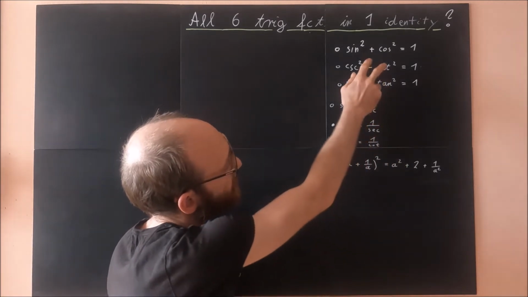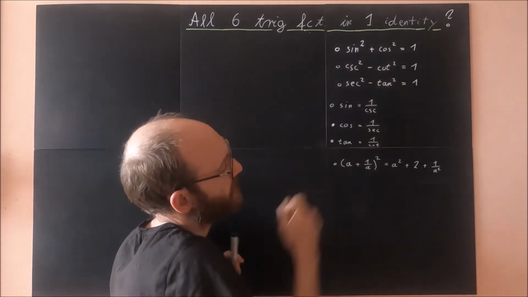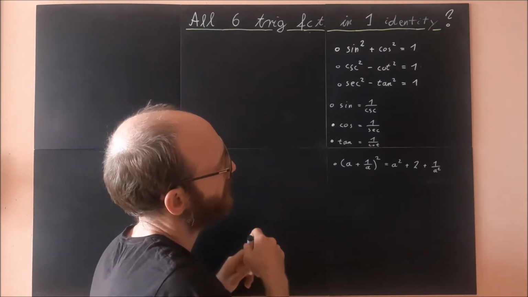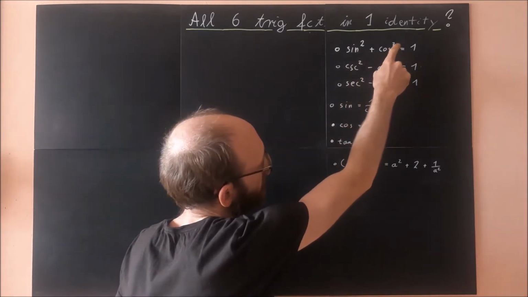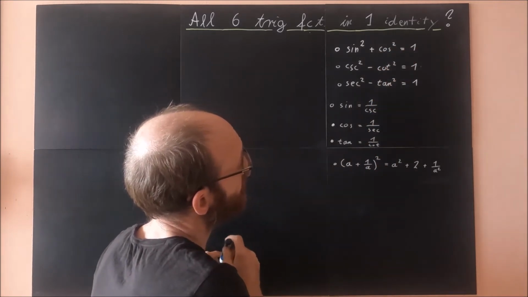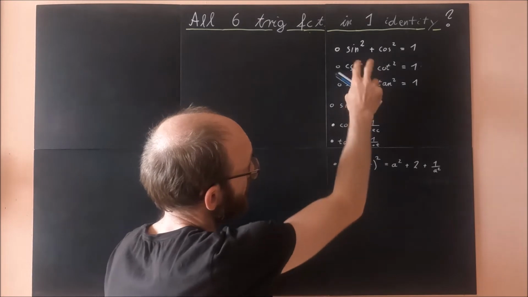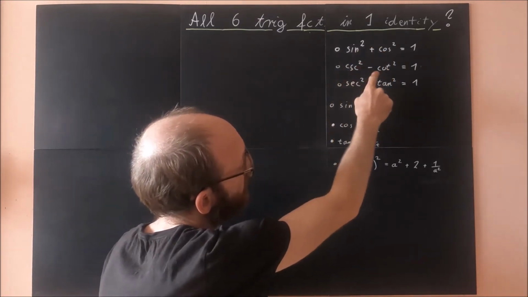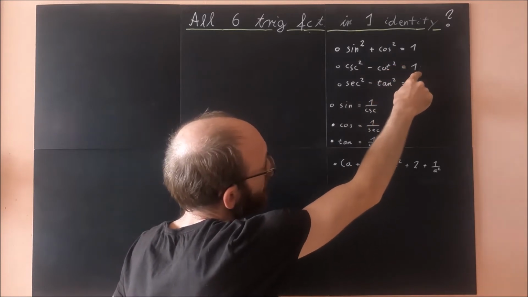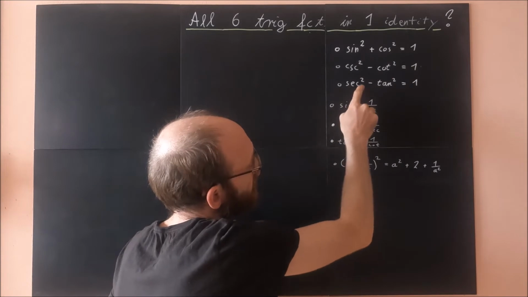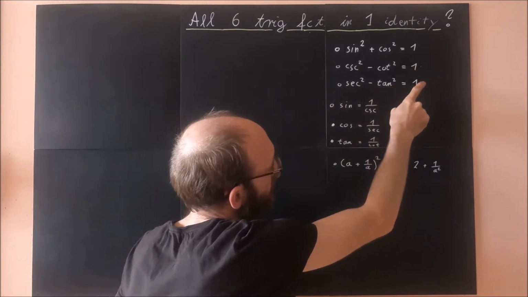For simplicity, I don't write sine x or sine alpha. I leave the argument away. And I want to remember that we have sine squared plus cosine squared equals 1. If we divide both sides by sine squared, we get cosecant squared minus cotangent squared equals 1. If we divide both sides by cosine squared, we get secant squared minus tangent squared equals 1.